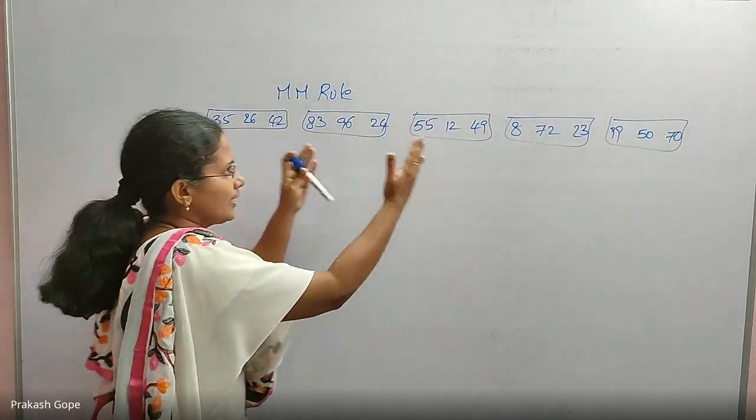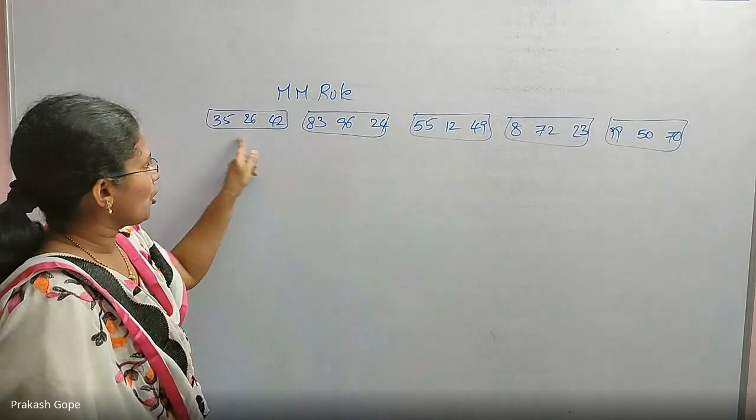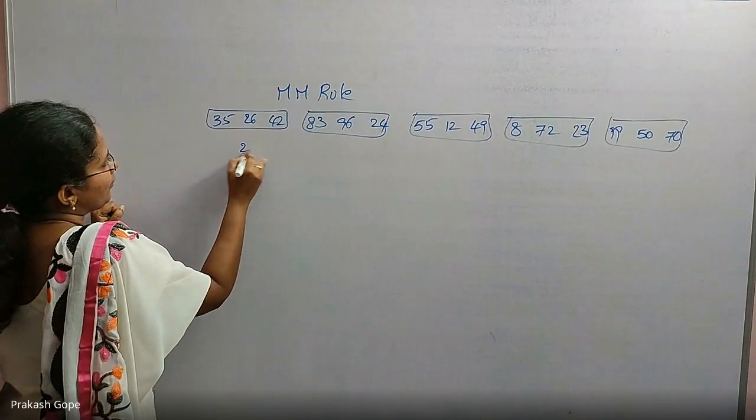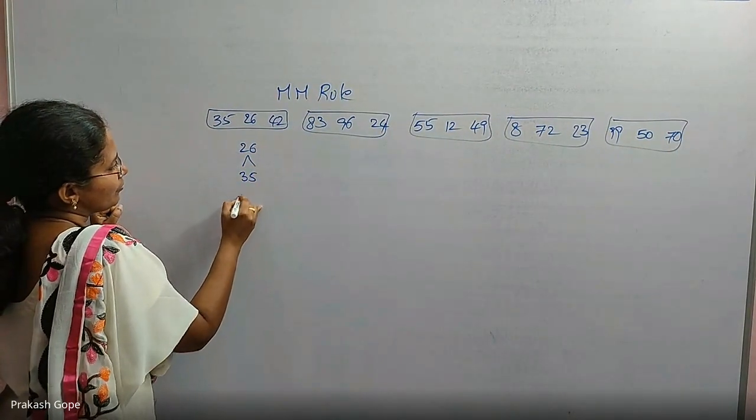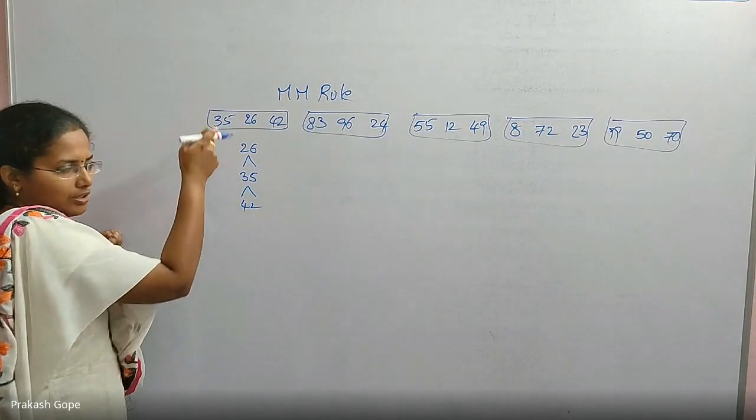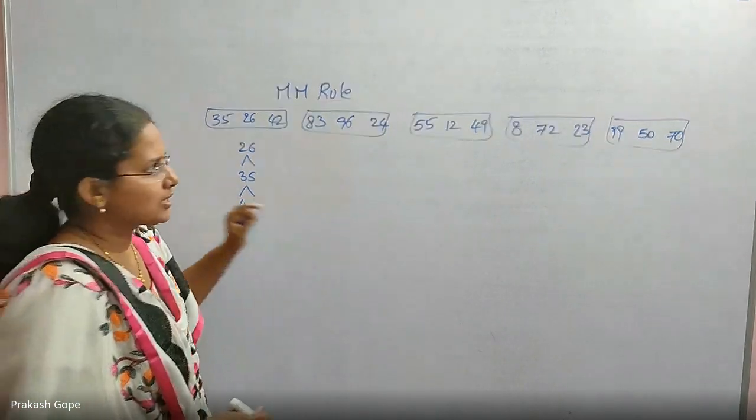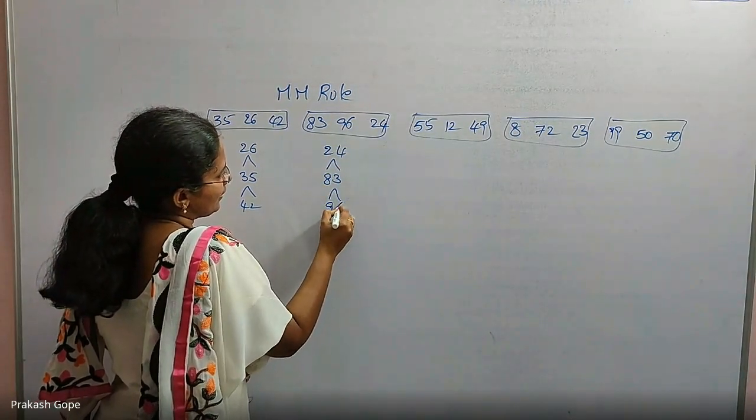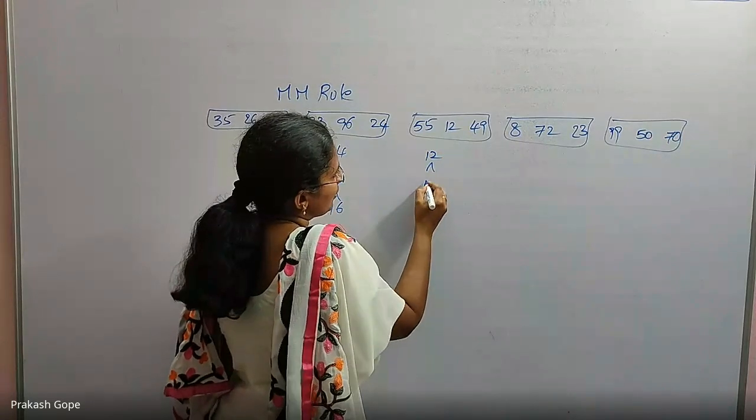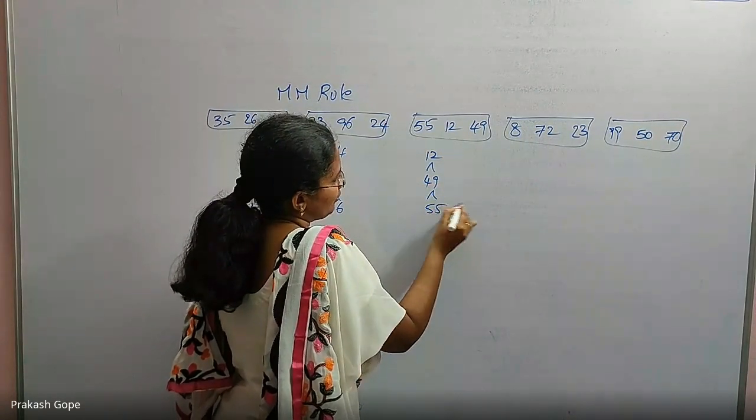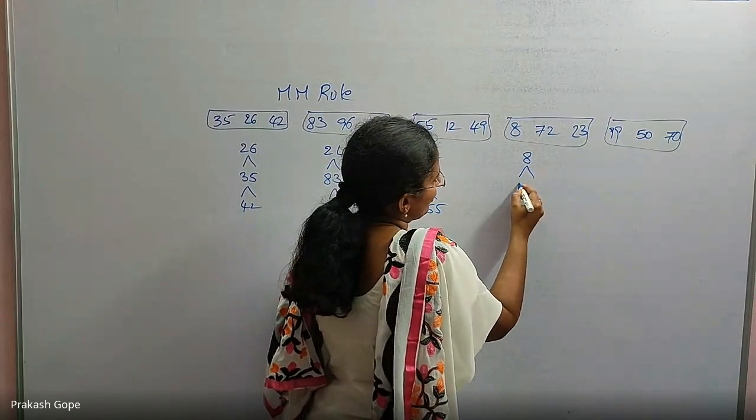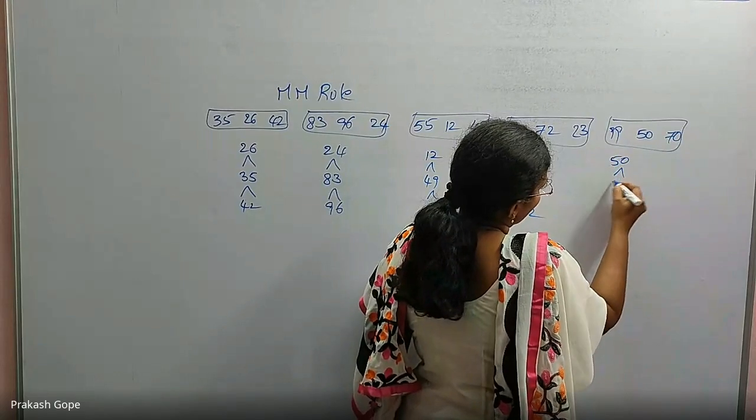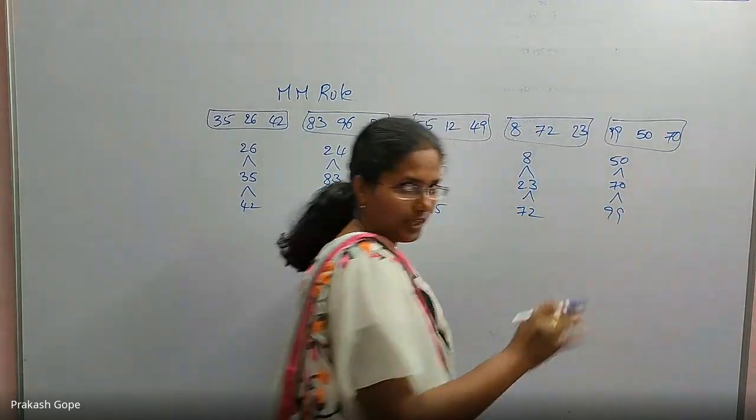I have taken three elements as a group. I will sort these 3 elements and I am writing like this. Only these 3: 26, 35, 42. Less than symbols, from top to bottom. Again, next 3 elements: 24, 83, 96. Next 3: 12, 49, 55. Next 3: 8, 23, 72. Next one: 50, 70, 99. Okay, done.